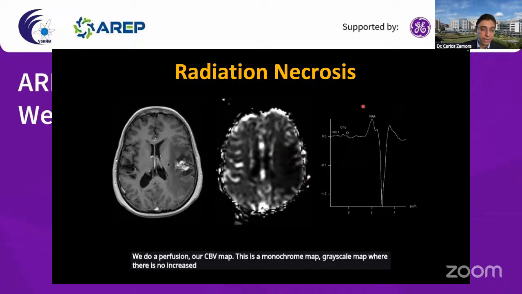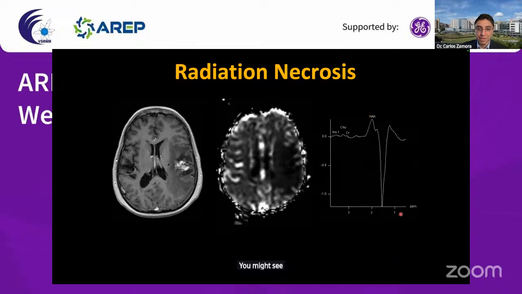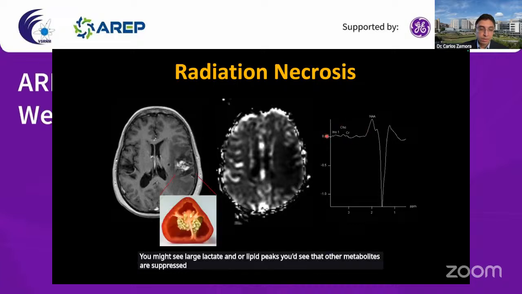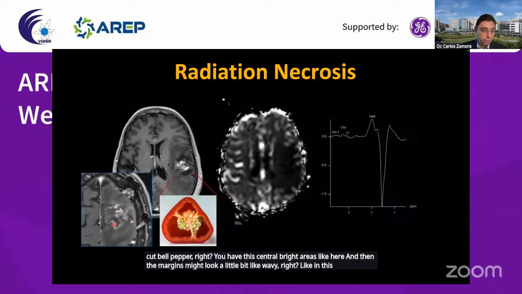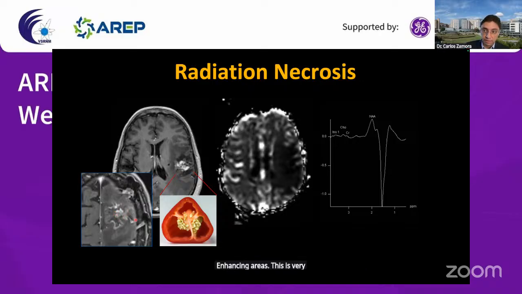We do a spectroscopy. You might see large lactate and/or lipid peaks. You see that other metabolites are suppressed. And the typical appearance that people talk about here is like a cut bell pepper, right? Where you have these central bright areas like here, and then the margins might look a little bit wavy, right? Like in this case, another good example of wavy margins and central enhancing areas. This is very characteristic of radiation necrosis.